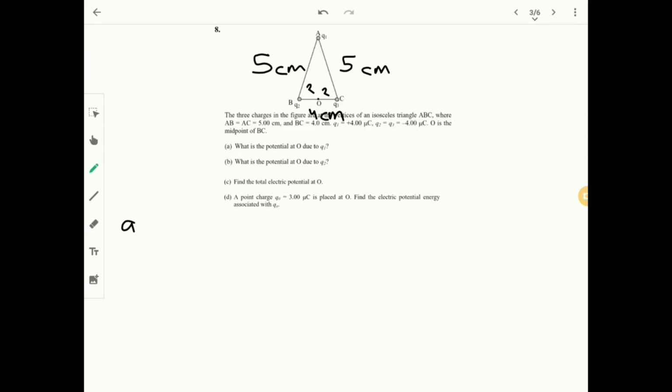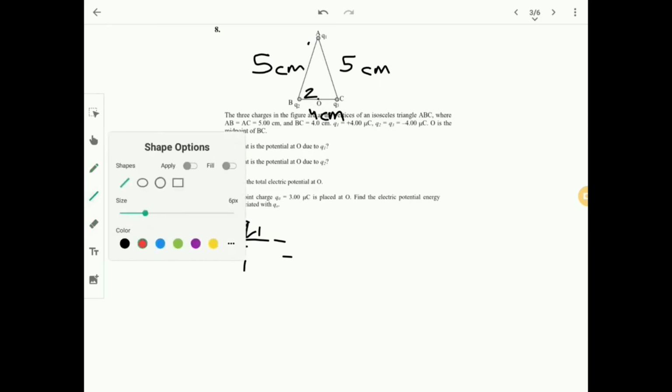A. What is the potential at O due to Q1? I'm just going to call it V1 at O because then it's easy for us. We should know that it's K Q1 over R1. We have K, we have Q1, but we don't have R1, the distance from A to O. How do we find it? Sorry, let me try to make a straighter line. This is 2. Let's draw a line.